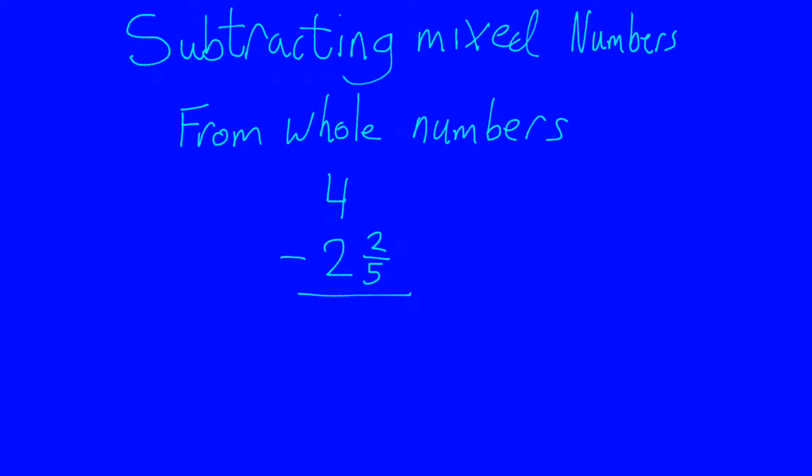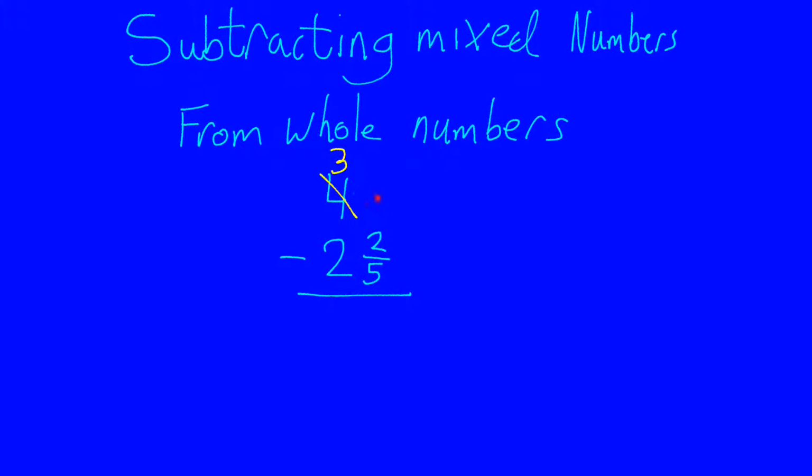Subtracting mixed numbers from whole numbers is actually really easy when we think about regrouping, because regrouping is what we're going to have to do. So let's try this first example. I basically have 0 as a fraction over here, next to the 4. I can't take 2/5 away from nothing, so I'm going to regroup. My 4 is going to become a 3.